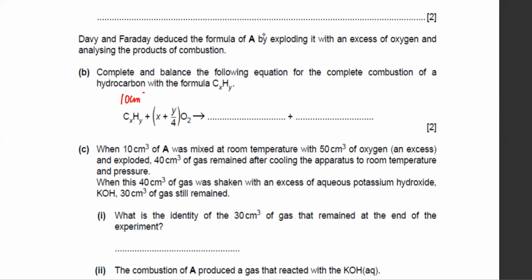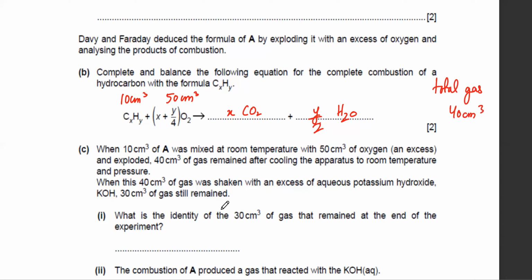You should know what the equation is. It's going to be x CO2 plus y by 2 H2O. Achha, so the thing is this 10 cm³ of gas A mixed at room temperature with 50 cm³ of oxygen, which I think is in excess. And it's exploded, so 40 cm³ of gas remained. So total gas at the end, that is 40 cm³.